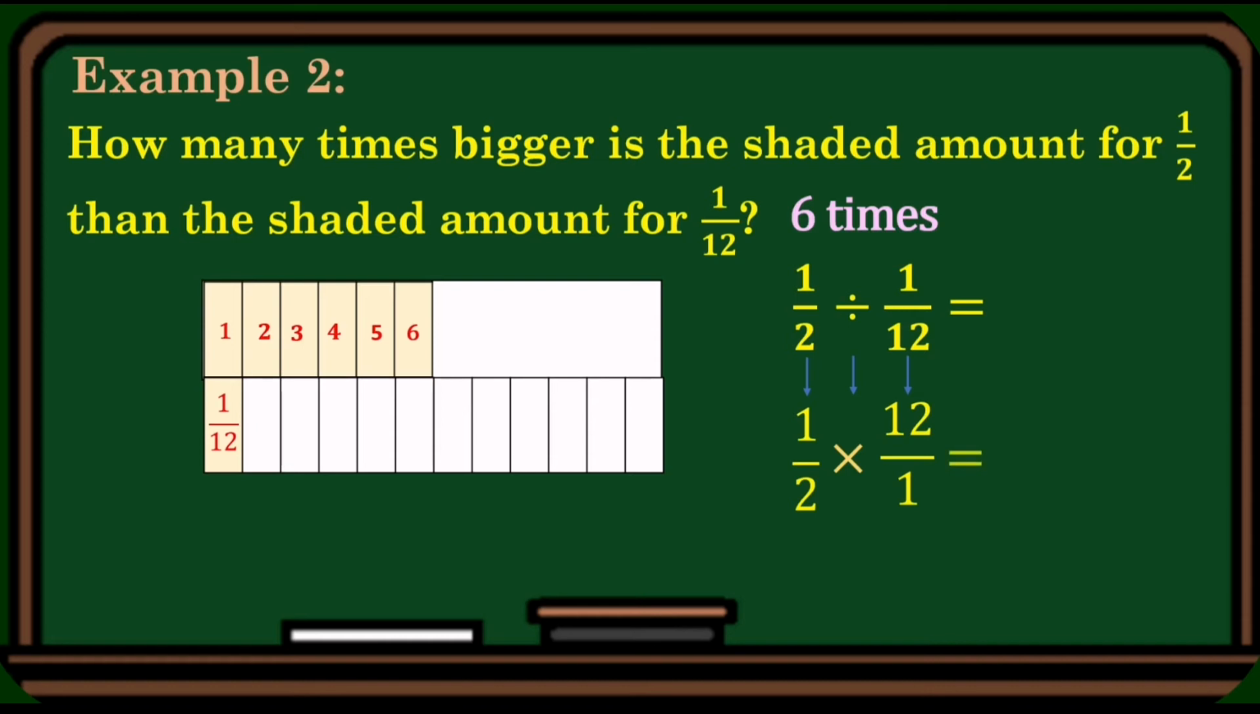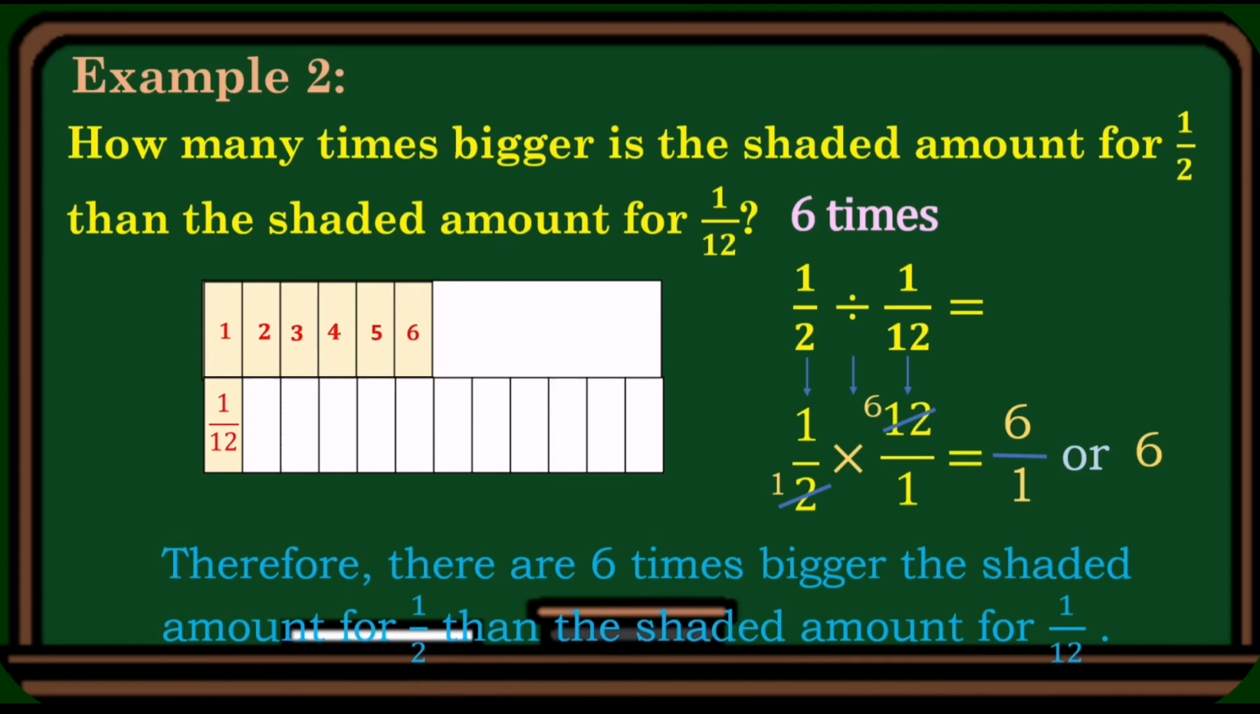And then let's apply the cross cancellation method. Let's cancel 2 and 12. The common factor is 2. So let's divide 2 divided by 2, 1. 12 divided by 2 is 6. And then let's multiply both the numerators. 1 times 6 equals 6. And then we multiply also the denominators. 1 times 1 equals 1. Or the answer is 6. So I have the same answer.